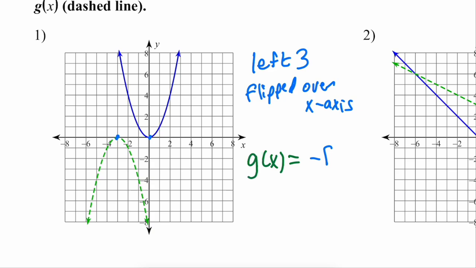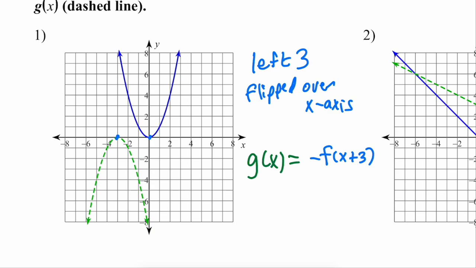G of x is our green function. Our blue function, we had to put a negative in front in order to flip it. And then to move it left 3, I have to add 3 on the inside by the x. I got a little ahead of myself there. So I need a negative on the outside. That is going to flip it over the x-axis. I need a plus 3 on the inside. Okay.